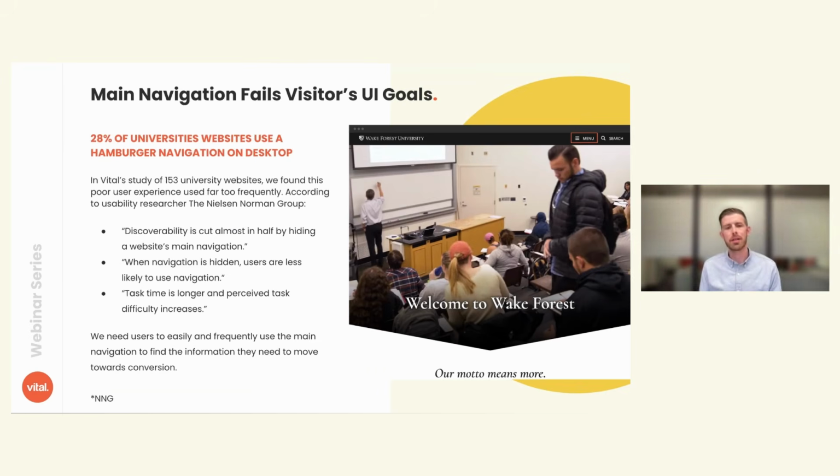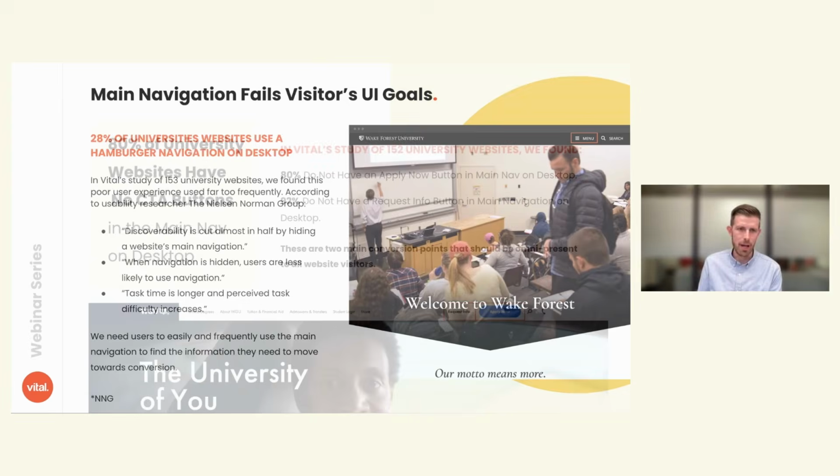The problem with the hamburger nav on desktop is it cuts discoverability in half because you're hiding the main navigation, right? You want people to see the main navigation really easily, and they expect it to be there because 70% are going to have it there. They're going to expect it to be there. If it's not there, you're asking them to use more cognitive load and to endure an extra click. Now I need to open this hamburger nav, and then it's going to take me longer to complete these tasks. So we want to get away from that.